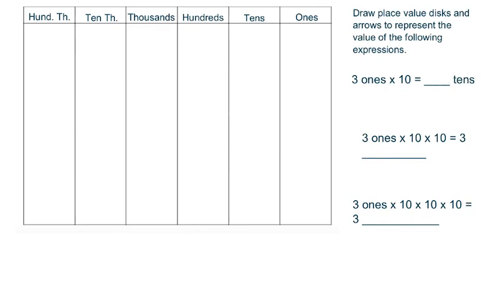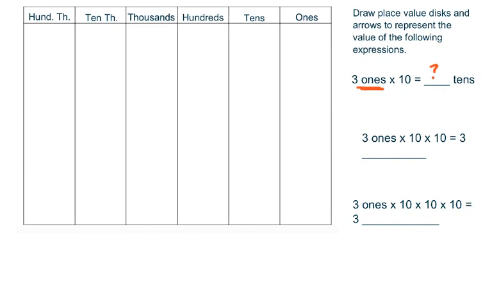So if we look here at this first problem, we are going to be drawing place value disks and arrows to represent the following expressions or equations. Now these should look pretty familiar to you because we have seen equations like this before, only with addition and subtraction. But let's look here at this first one. We have 3 ones times 10 is going to equal how many tens? This is a question mark for us right now. How many tens will that end up being?